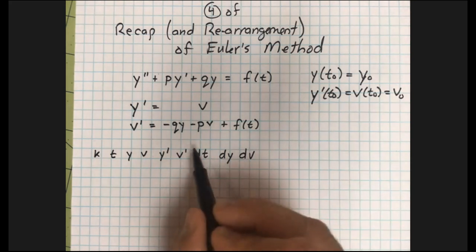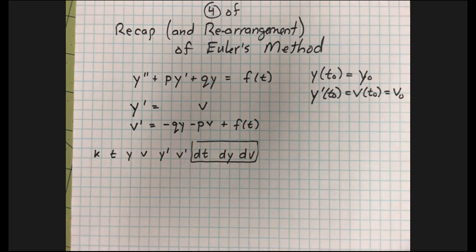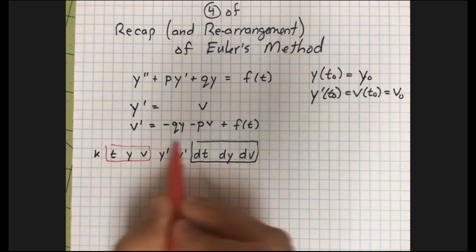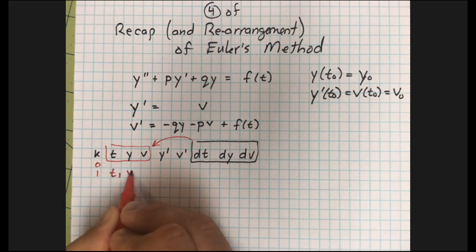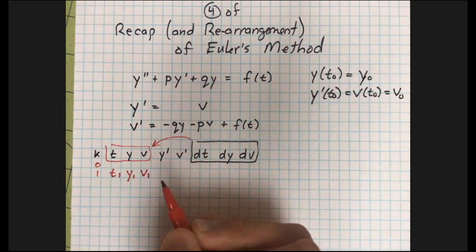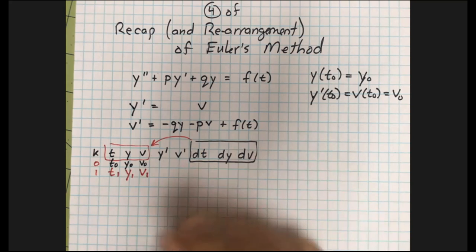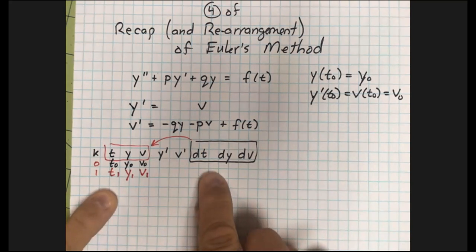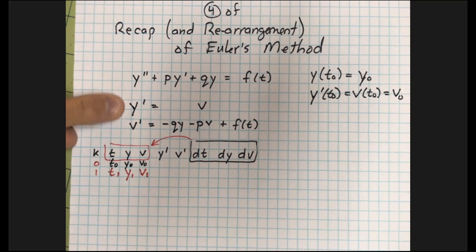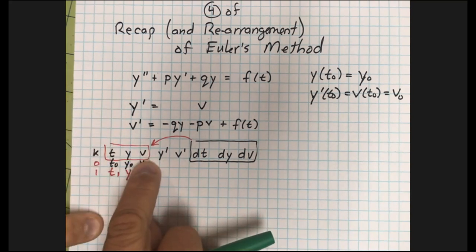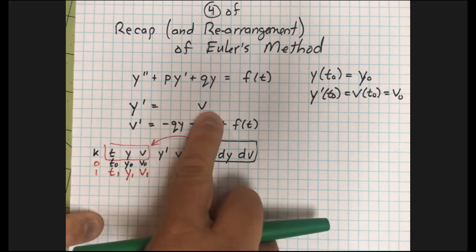And then you took the results from these three boxes, and you dump them on top of these three boxes to get your new t, new y, new v, after you were given the original t, the original y, and the original v. So that's kind of a qualitative description of Euler's method. But now, instead of calling this y prime v prime, instead of saying y and v, why don't I just say y and y prime for v?